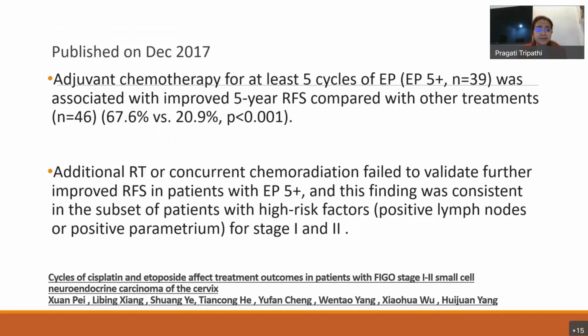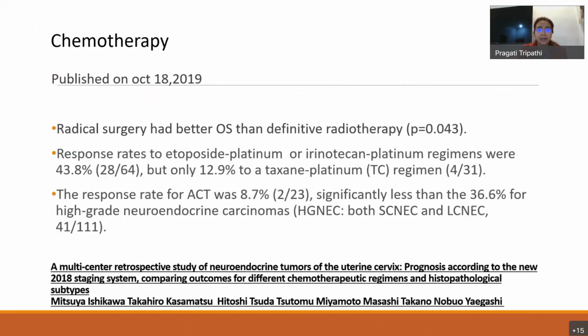Another study done by Zhuan P said that adjuvant chemotherapy of at least 5 cycles of EP improved 5-year recurrence-free survival. And they stated that for early stage, that is 1 and 2, concurrent chemoradiation had no effect, even in some patients having high risk factors, that is positive lymph node and positive parametrium.